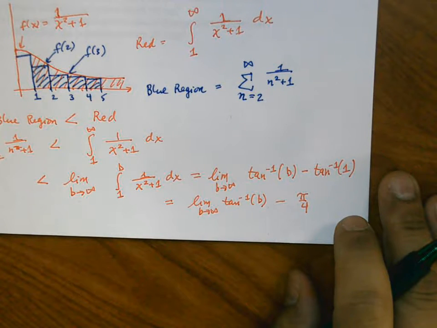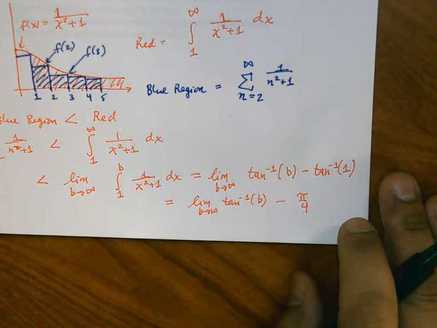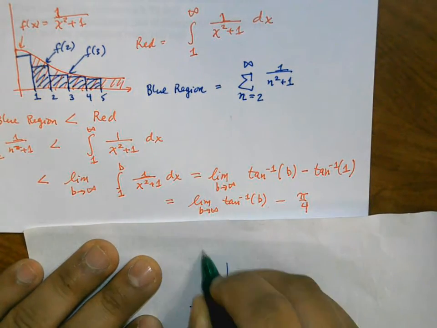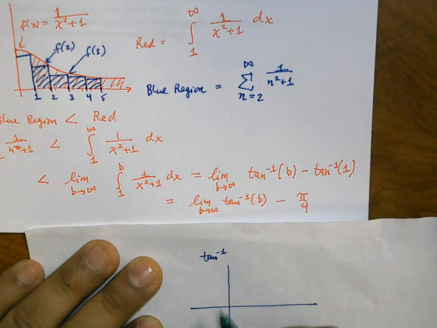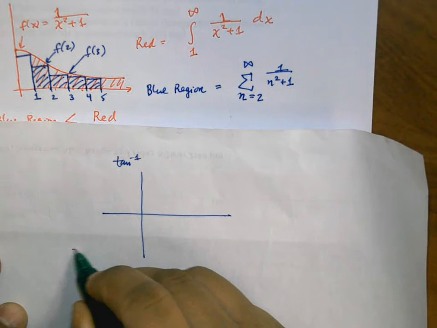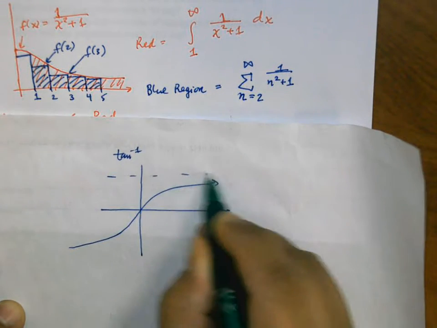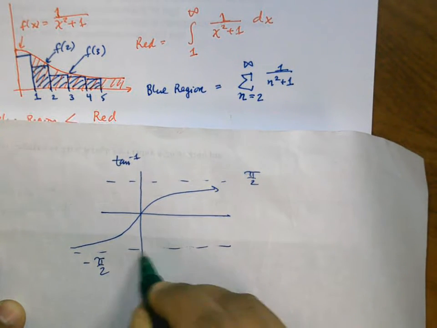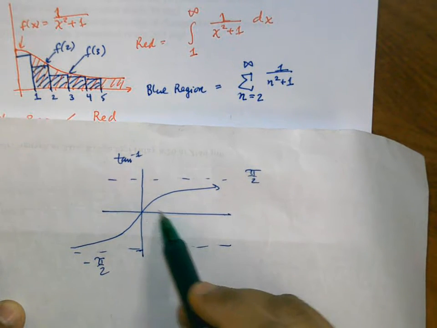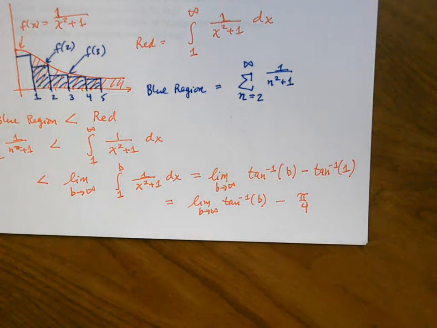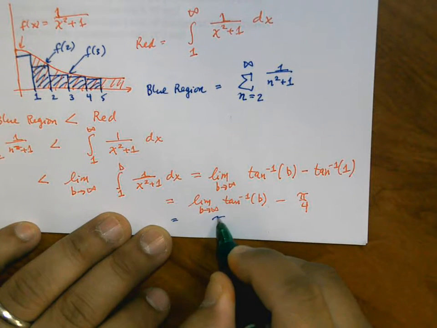Now the tangent inverse function, this goes back a while, but it actually looks something like this. Okay. It has two horizontal asymptotes, leveling off here at pi over 2 and down here at negative pi over 2. So as x approaches infinity, the tan inverse function approaches pi over 2. So that means this limit here is pi over 2.